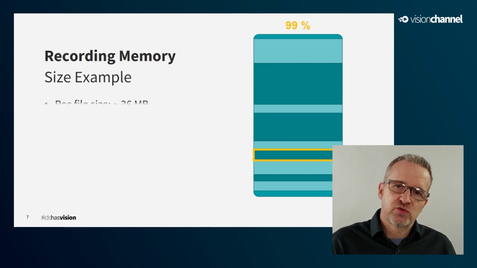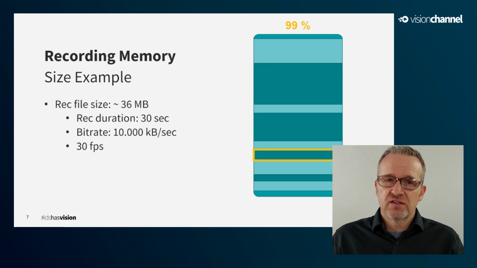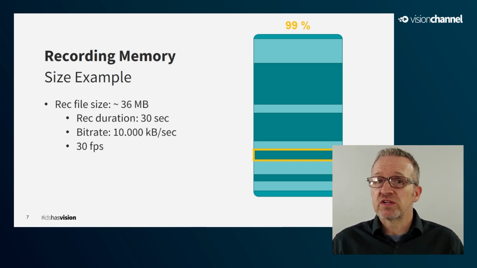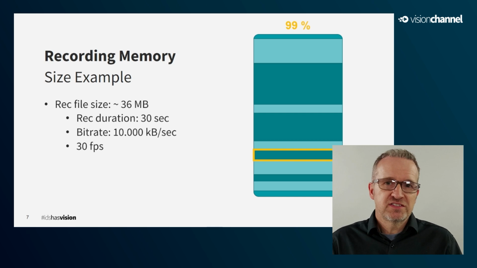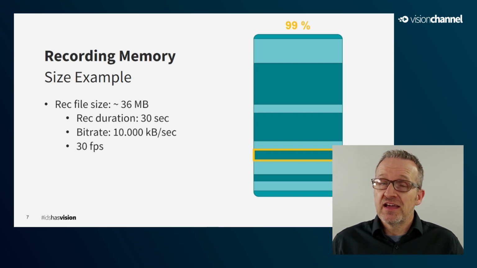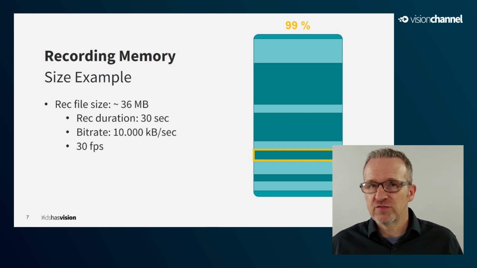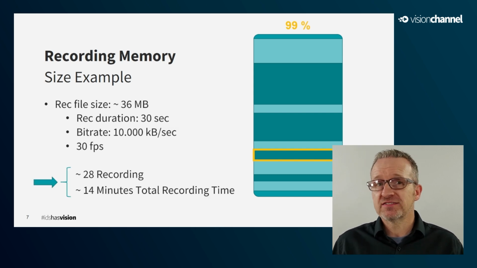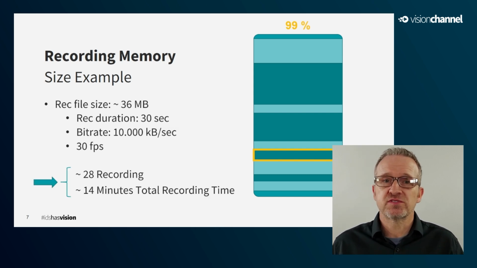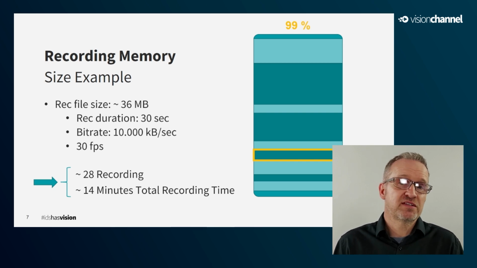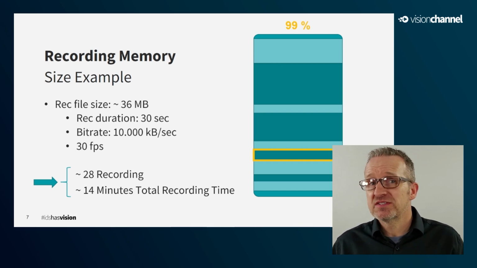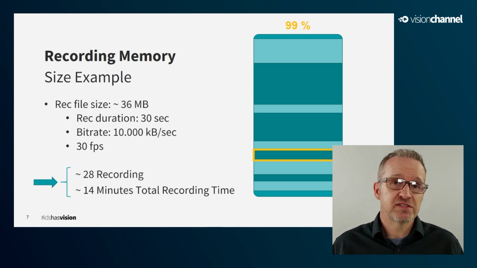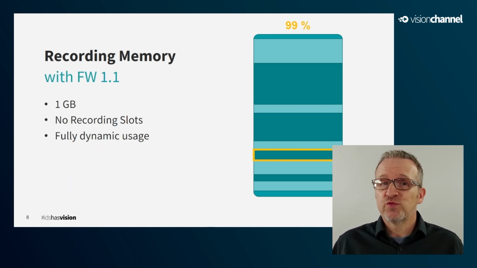The encoder generates a video file of about 36 megabytes when recording 30 seconds of video at an average bitrate of 10,000 kilobits per second at a frame rate of 30 frames per second. And this means that around 28 files can be stored in the memory, which corresponds to a total video time of approximately 40 minutes.